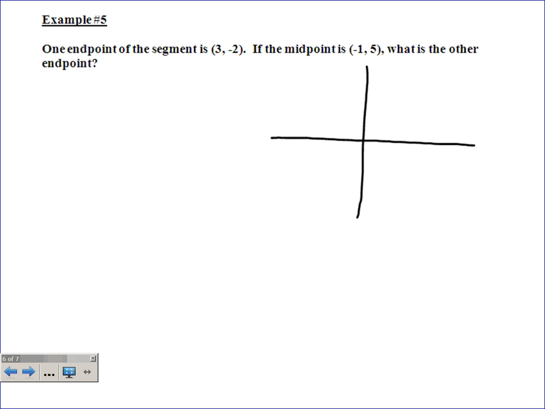Okay, it says the endpoint of the segment is (3, -2), so that's 1, 2, 3, and then down 2. So this is going to be one of the endpoints. I'm going to label that E. It says the midpoint is (-1, 5), so -1, and then up 5: 1, 2, 3, 4, 5. That's going to be right here. Okay, that's the midpoint.